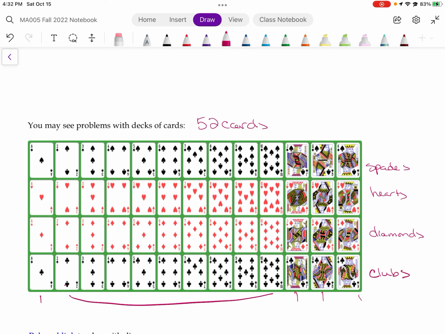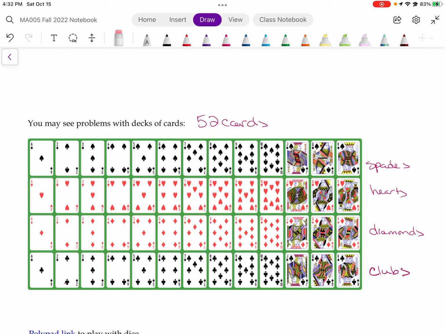All right, so you might be asked a question like, what is the probability of picking a king? Well, there's 4 kings, and there are 52 cards, and then you would just reduce it. Okay. What is the probability of picking a red 7? Well, there are only 2 red 7s, so 2 out of 52. What is the probability of picking a 2 of clubs? There's only one 2 of clubs, so 1 out of 52.